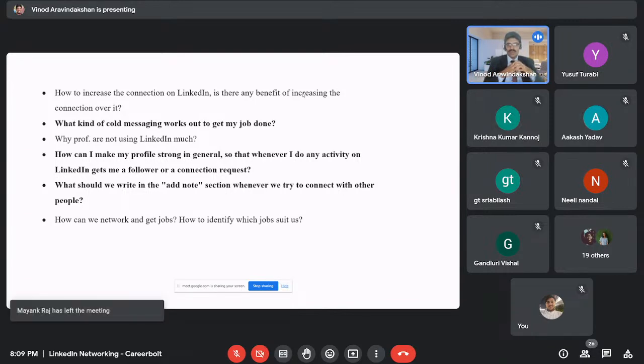What should you write in the add note section when you connect with other people? I already covered this. I've shared some examples early on in my presentation, so I'm not going to go there. How can we network and get jobs? Again, I've talked about this.